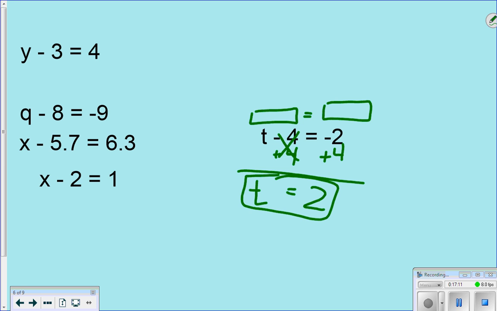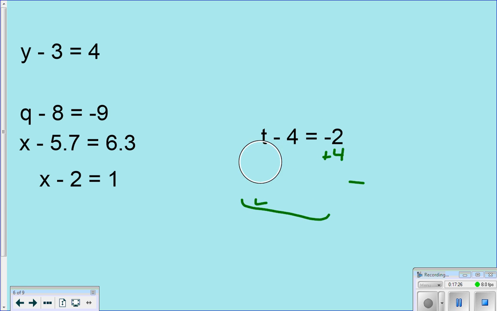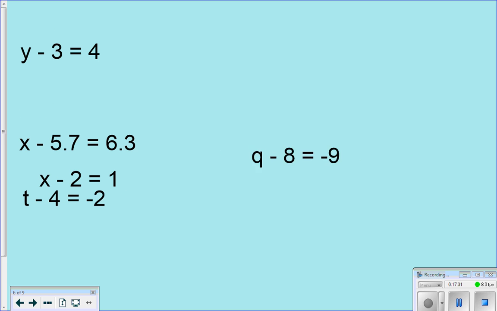-2 plus 4. Are you catching on? Are you getting examples in your notebook? I hope so. I really, really hope so. All right, I'm going to give you one I want you to do by yourself.